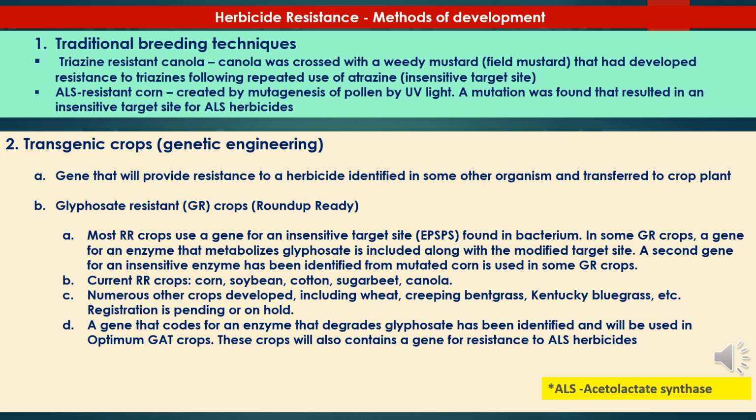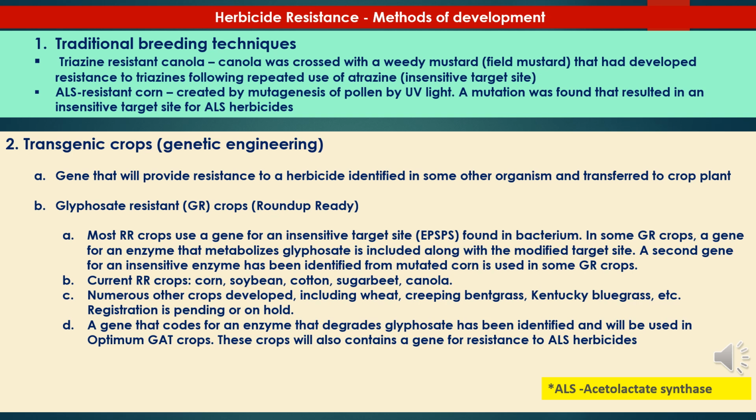And second method is transgenic crops, which is genetic engineering, where the genes that provide resistance to a herbicide, identified in some other organism, are transferred to the crop plant. The example is glyphosate resistant crops or Roundup Ready. The crops were developed having a gene for an insensitive target site found in a bacterium, and the current Roundup Ready crops are corn, soybean, cotton, sugar beet, canola, etc.